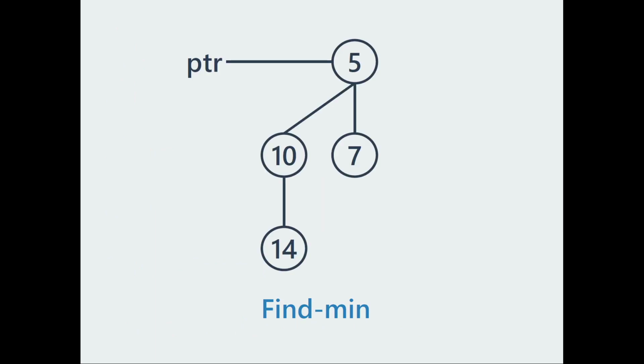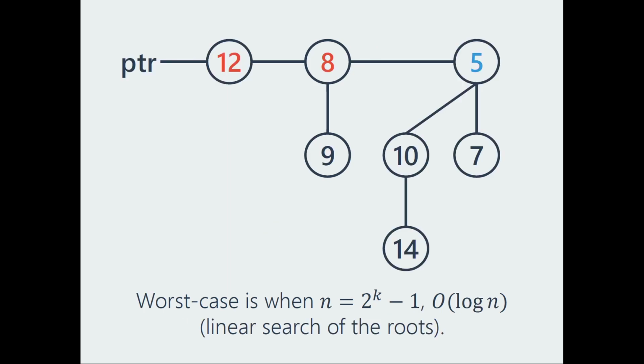Binomial heap operations. First one is find min. To do that, we do a linear search on the roots, since each root is the minimum for that tree. Best case is when there's only one tree, or when n is equal to 2^k, that's O(1). Worst case is when n is equal to 2^k minus 1. This is the case that produces the maximum number of trees, which is O(log n).